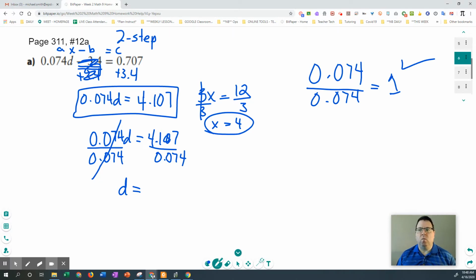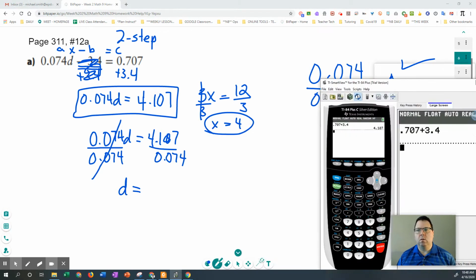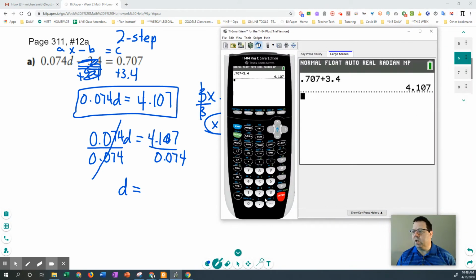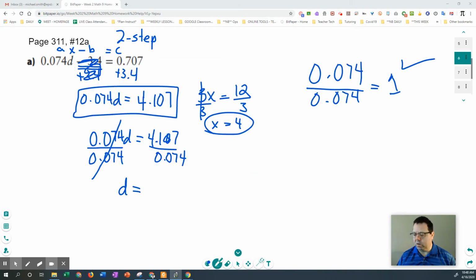Now, let's drag the calculator over here and take our answer and divide it. You see, as soon as I hit the divide button, it says Ans. I'm giving you a little tip because all of you are going to be using this calculator next year. We take the previous answer and divide it by 0.074, and that equals 55.5. All right? 55.5.